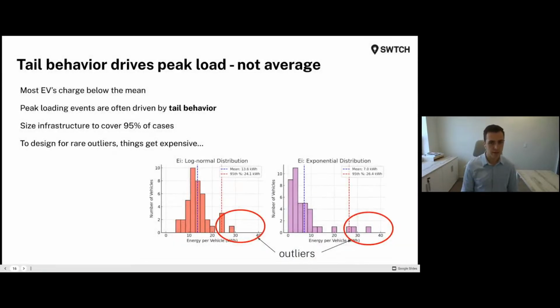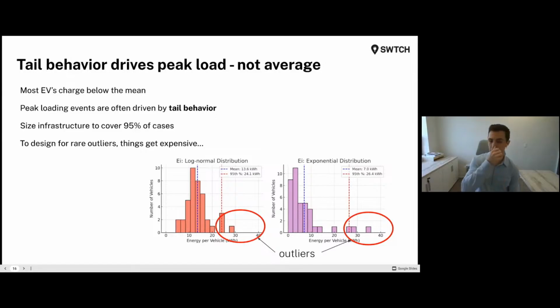And so when talking statistics, when it comes to EV drivers in this problem specifically, tail behavior is what drives peak load, not the average. And so going back to these examples, it's the outliers that are coming home at 0% and need a full charge that can throw off the equation. And so what we find is it tends to bring up the mean energy required per vehicle per night. And the peak loading events are often driven by these outliers.